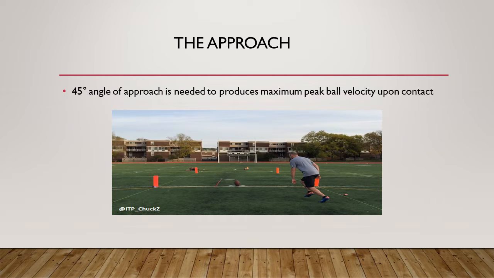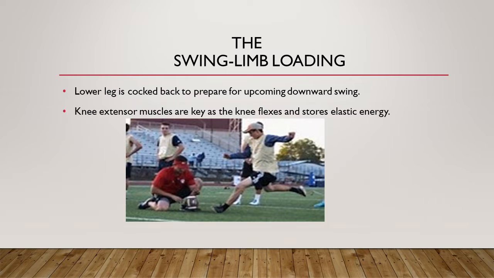The approach. There is a 45-degree angle of approach that is needed to produce maximum peak ball velocity upon contact with the ball. The swing limb loading. The lower leg is cocked back to prepare for upcoming downward swing. The knee extension muscles are key as the knee flexes and stores elastic energy.